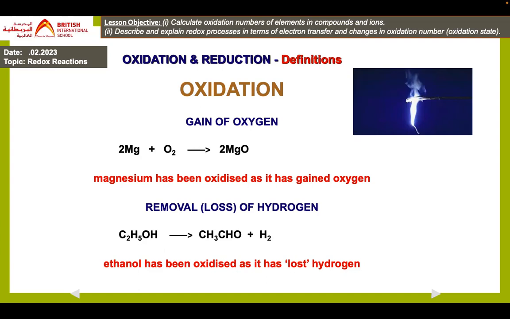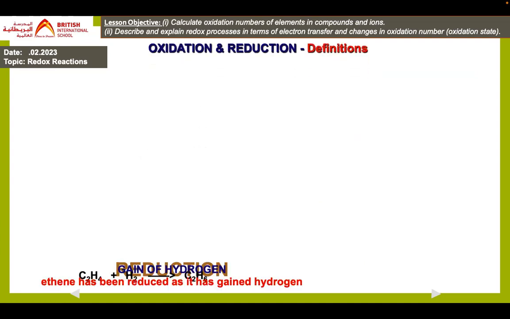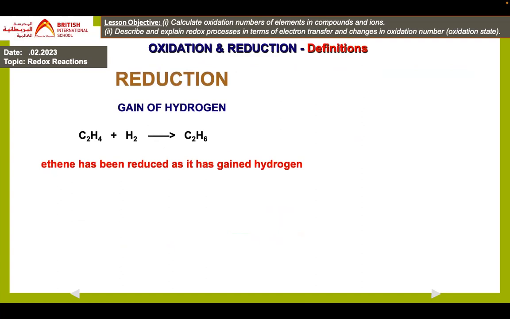Oxygen will not be involved in all reactions. Whenever there is oxygen, you can check if something is gaining oxygen, so you can say there is oxidation. So simple. But if there is no oxygen, then you can check for the hydrogen. If something is losing hydrogen, it means oxidation. This is so simple. Okay. Reduction. Gain of hydrogen. Loss of hydrogen is oxidation.